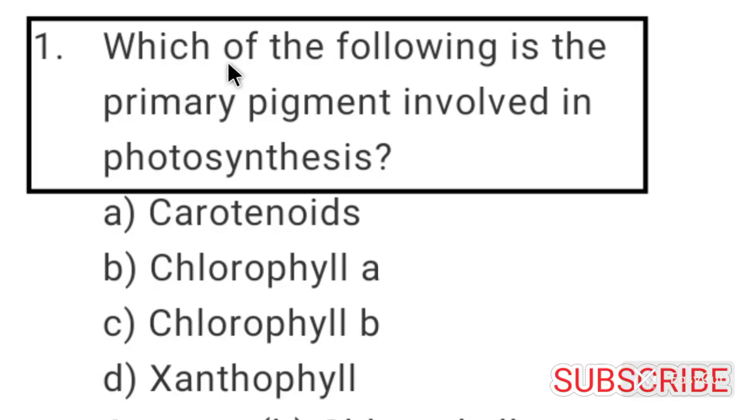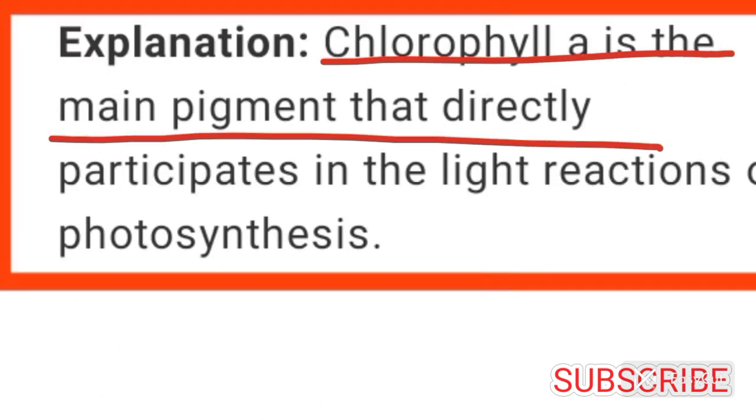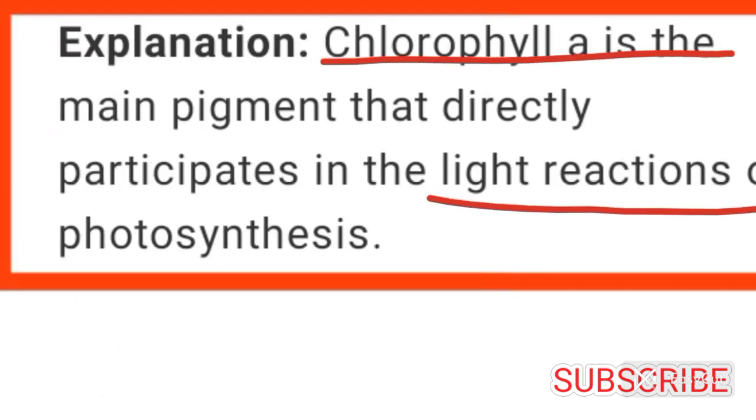Let's start from question number 1. Which of the following is the primary pigment involved in photosynthesis? Answer is option B. Chlorophyll A is the primary pigment involved in photosynthesis. So, chlorophyll A is the main pigment that directly participates in the light reactions of photosynthesis. Chlorophyll A ही main pigment है जो directly participate करता है photosynthesis की light reaction में.